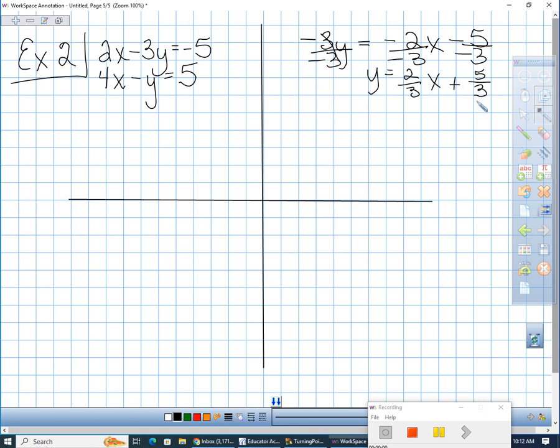5 over 3 is actually 1 2/3. So we're going to start at 1 2/3 on the y-axis. All of them will be whole numbers on your worksheet today. All right, our slope is up 2 and over 3. So we're going to go up 2, 1, 2, and to the right 3, 1, 2, 3, and put a dot. Up 2 and to the right 3 again, and put a dot. Go ahead and connect your dots.